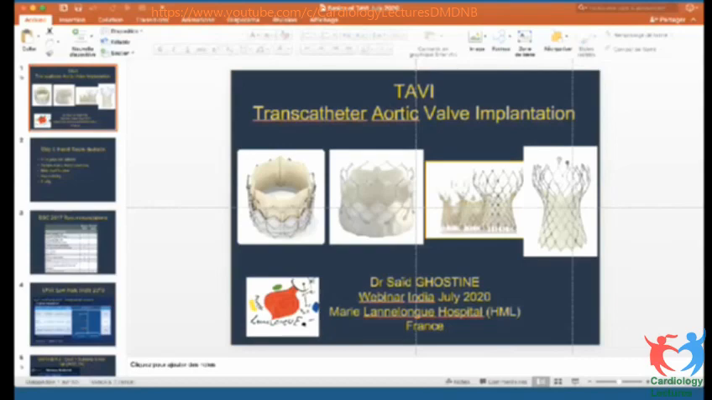Yes, the rate of pacemaker with the balloon expandable is about 8 to 10%. And we have 15 or 18% needing a pacemaker with the self-expandable. And you know, when we have patients with right bundle branch block and first degree AV block, sometimes we know that these patients will have a complete block. So in these patients, we can put in a pacemaker prior to the procedure.